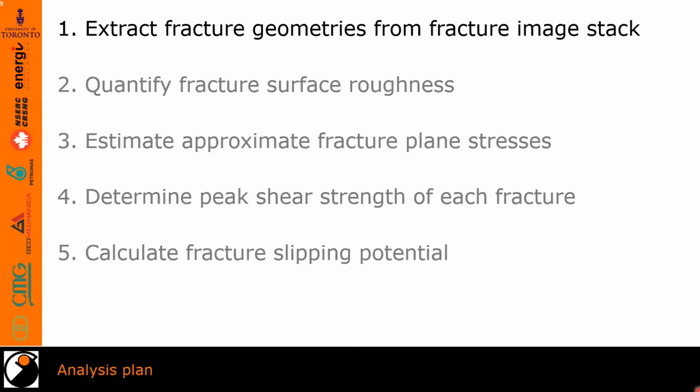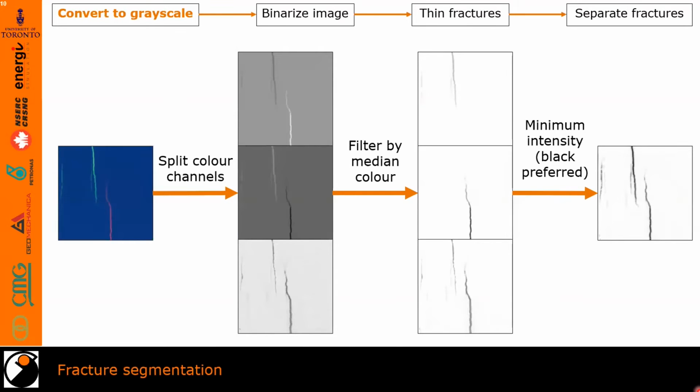With the image stack being multicolored, first we needed to convert it into a grayscale image to segment the fracture geometries. For this work, we achieved it by splitting the color images into its various color channels, choosing the color channels that best contrast the fractures in the rock, filtering them by the median intensity value, and then recombining them with the minimum intensity to obtain an image of the fracture network as shown on the right.